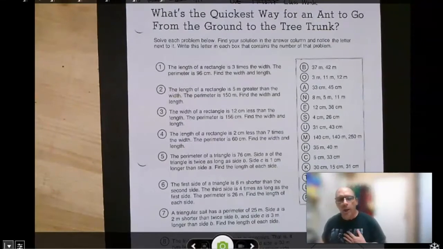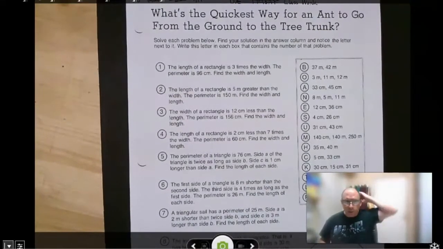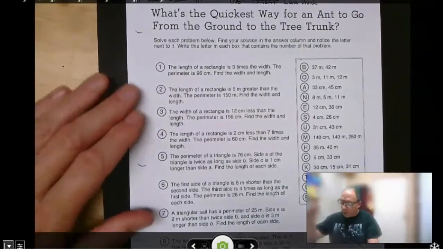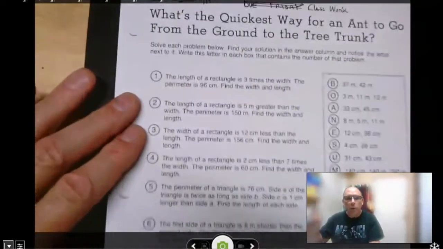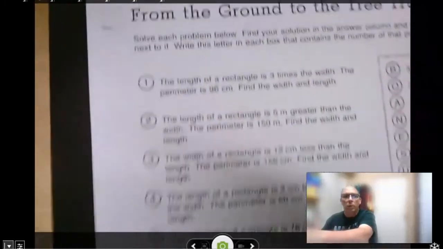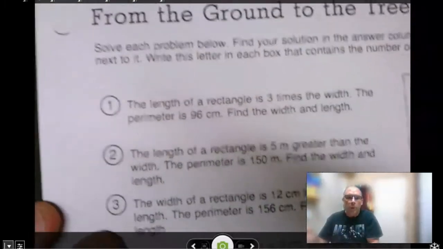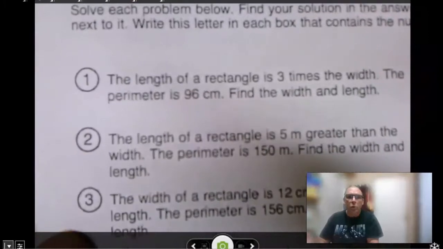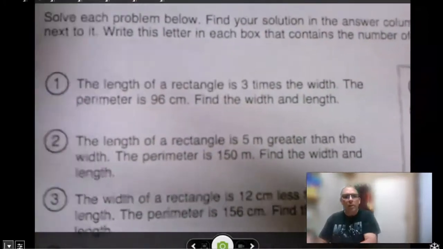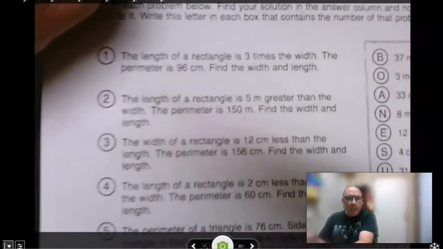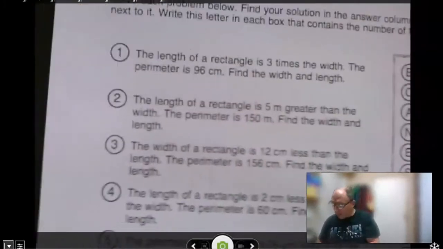Get these things up on the document camera. Help each other get answers to these. All right, let's start with problem 1. This one's all working with this worksheet with triangles and rectangles. So we're going to do a rectangle problem first. The length of a rectangle is 3 times the width, and the perimeter is 96 centimeters. Find the width and length.